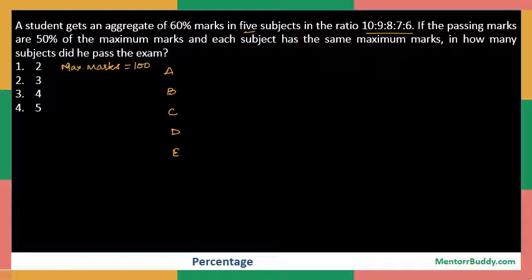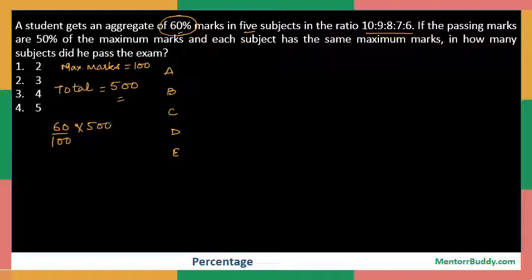Now, out of those 500 marks, the aggregate marks that he has is just 60%. So the total maximum marks were 500, but out of these 500, 60% is what he has achieved. So if I take 60% of 500, which is 300, that means the total marks that he has obtained is 300.